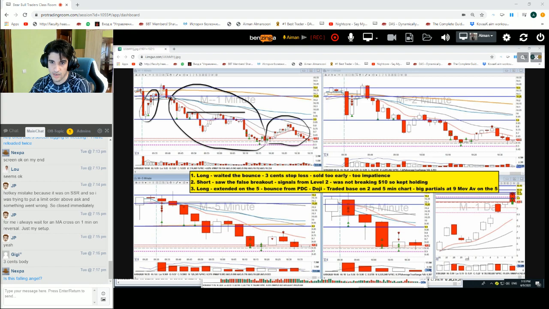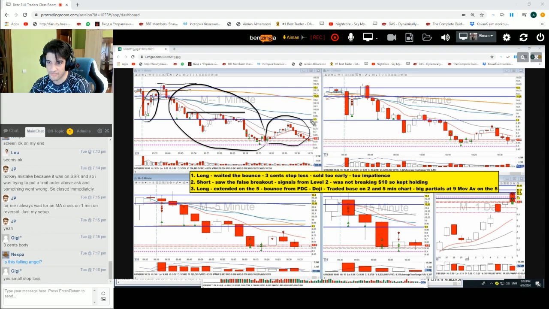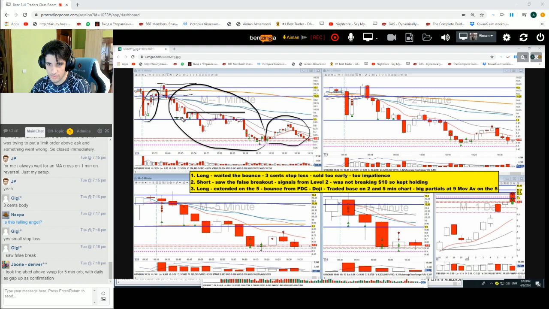If you want a technical level for your stop loss, it would be either this moving average or this top right there. But personally, once it starts working out on all the time frames, a new 2-minute low, new 5-minute low, new 1-minute low, that would be somewhere right there. This is a good partial.